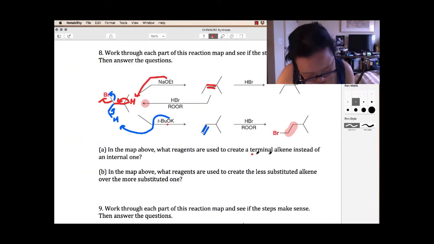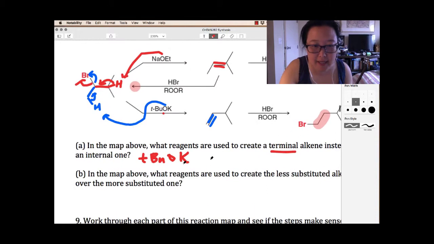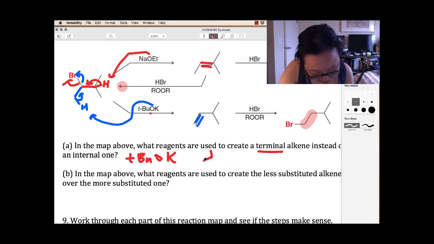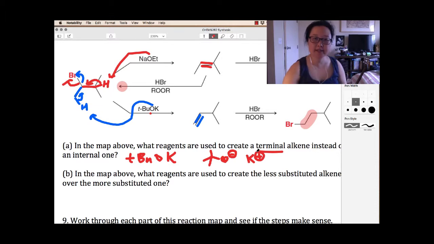So in order to get a terminal alkene, we used a bulky base, tert-butoxide, and this is potassium tert-butoxide. A lot of students ask me, what the heck is this? So t-Bu is tert-butyl, so three methyl groups on a carbon. The oxygen is the oxide part, and that's negatively charged, so that's really the base we're talking about. Instead of hydroxide, it's a tert-butyl group instead of the H. And then the potassium is just the counter ion, just like how we use sodium hydroxide or potassium hydroxide. That's just a counter ion.